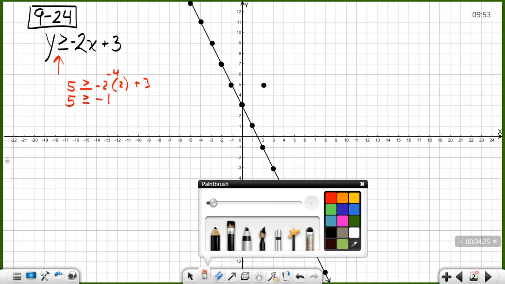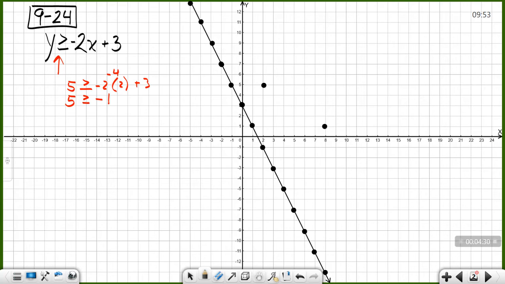Let's test another point. Let's go for that one right there. So now we're testing 8, 1. If I plug 8, 1 in here, that means y is 1. So 1 is greater than or equal to negative 2 times 8 plus 3. Negative 2 times 8 is negative 16, plus 3 is negative 13. Is 1 greater than or equal to negative 13? Yes, it is. I'll put a check mark up for that one too. Yes, it makes my inequality true.